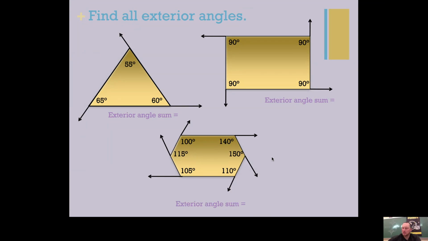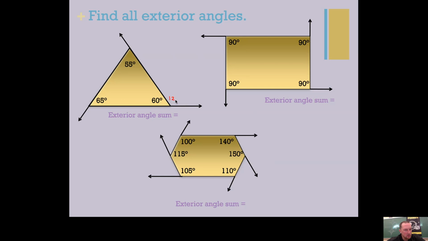This video is for section 8.1. We're finding angle measures in polygons. On this slide, we're going to look for the exterior angle measures. So we have every single interior angle measure. How would you find the exterior angles?